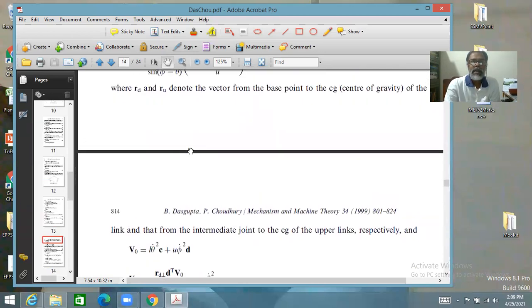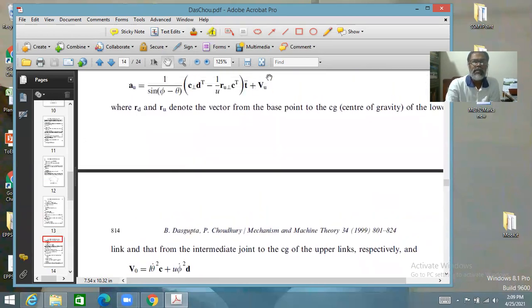And this term here is the velocity dependent term. You see that.